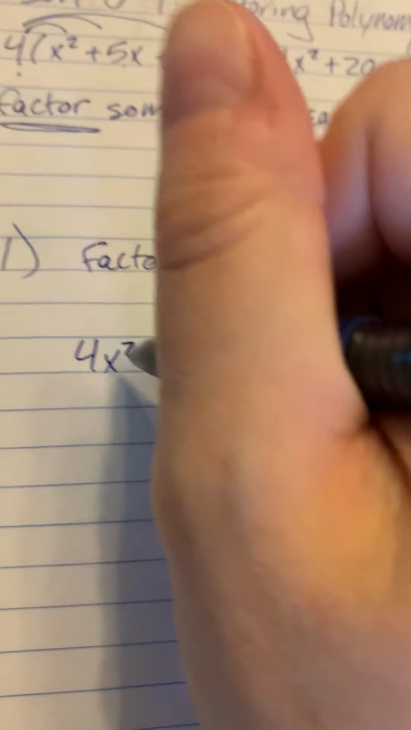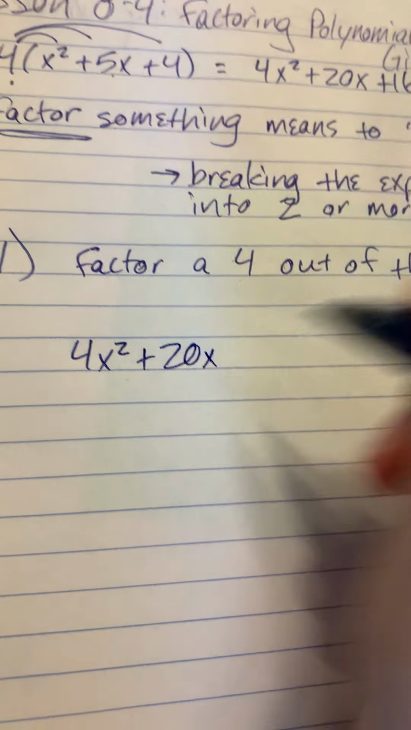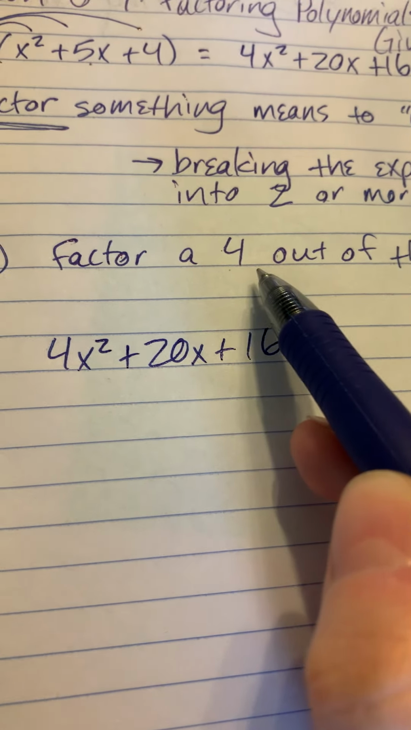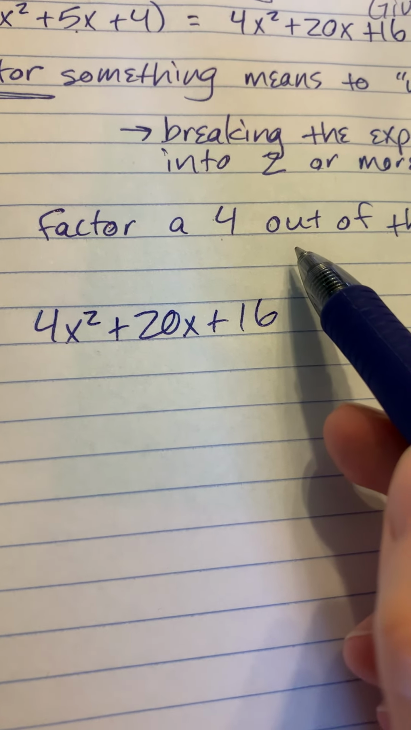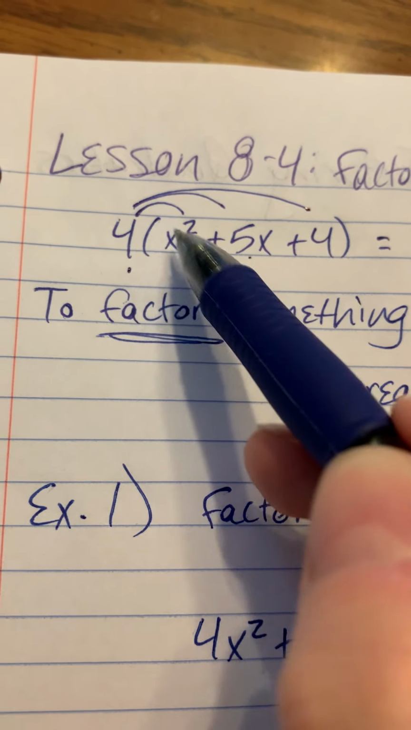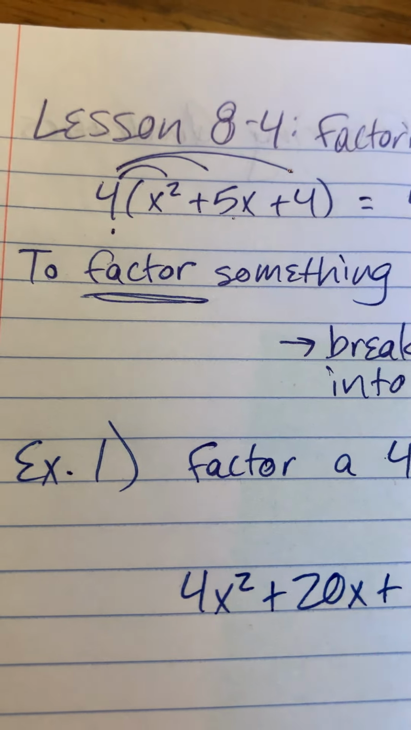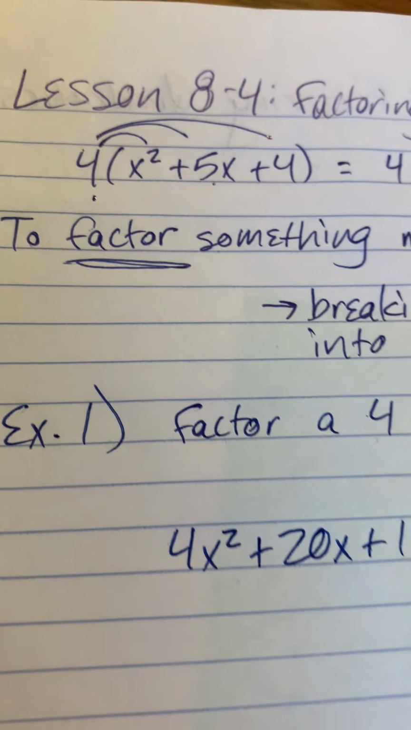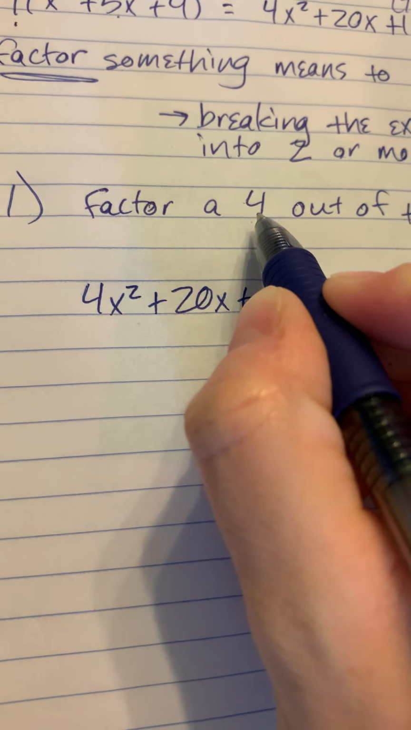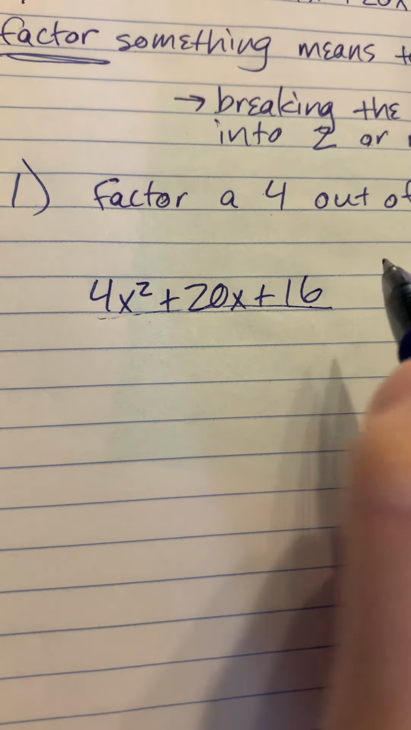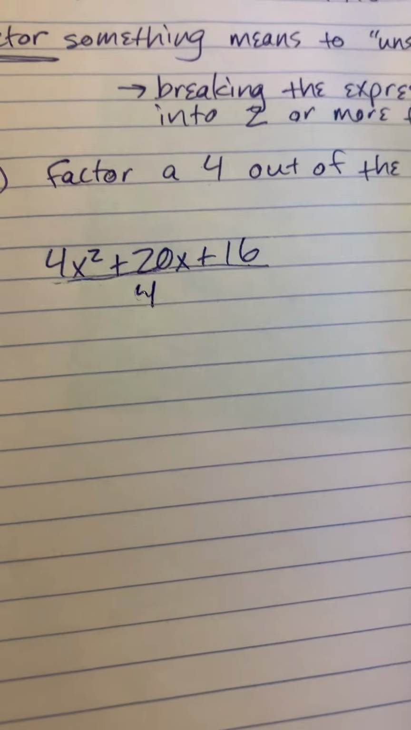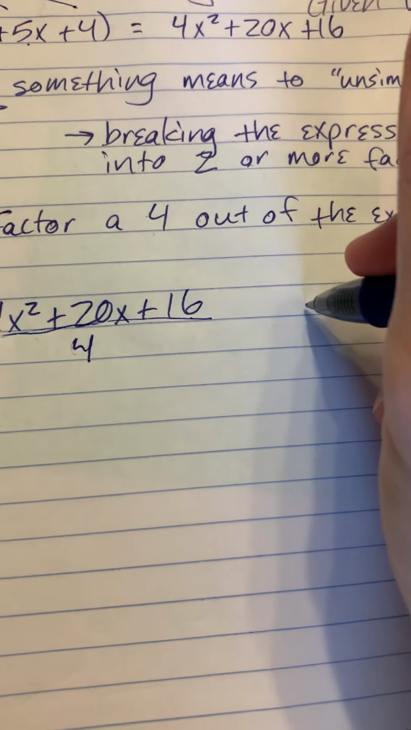So here's the expression. If we want to factor a 4 out, that means we want to undo the multiplication. We want to undo that distributing. The opposite of multiplying is what? Think. It's dividing. So with that 4, we are going to divide it out. Then the 4 goes in the front.